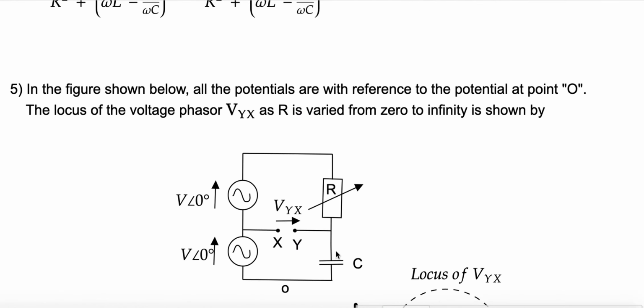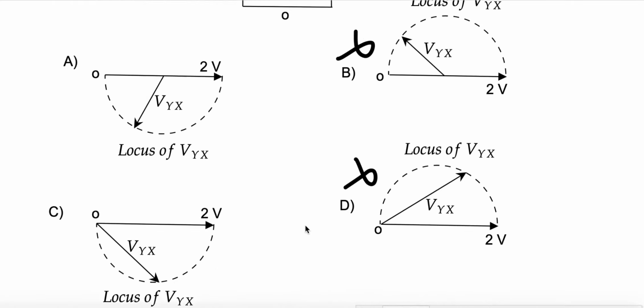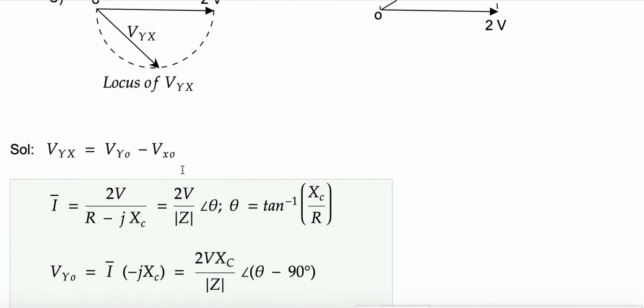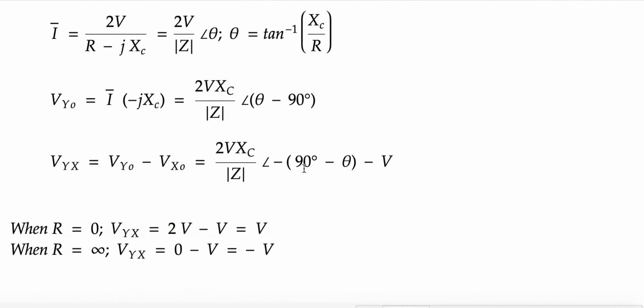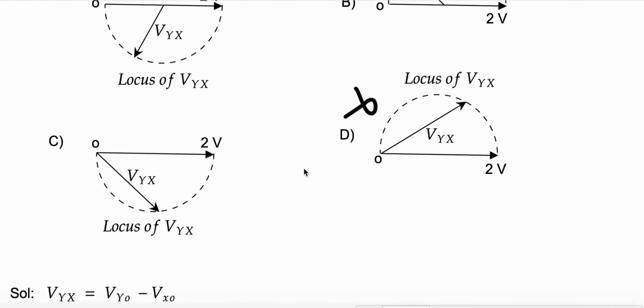When R is infinite, this potential becomes 0. Vxo is the whole potential. So Vyo is 0, 0 minus V. See, this is 0, this is V. So it becomes minus V. Okay, minus V. So it varies from minus V to V, or V to minus V, whatever way you call it.